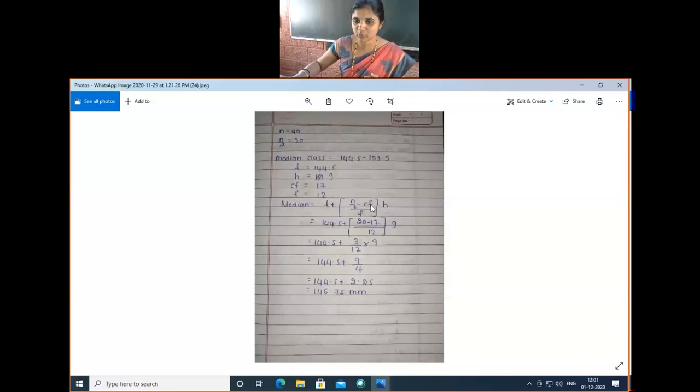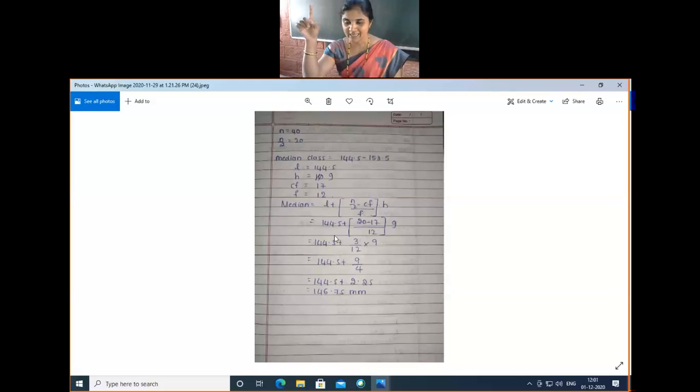So next you can work it out, no students. Yes, L, H, CF, F. Median is equal to L plus (N by 2 minus CF) divided by F into H. Then 144.5 plus (20 minus 17) divided by 12 into 9. So this is the simplification part.